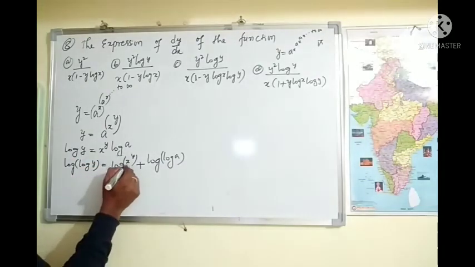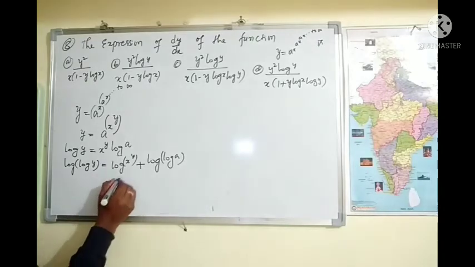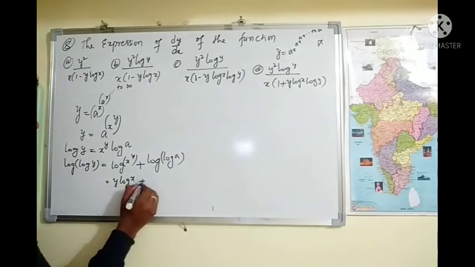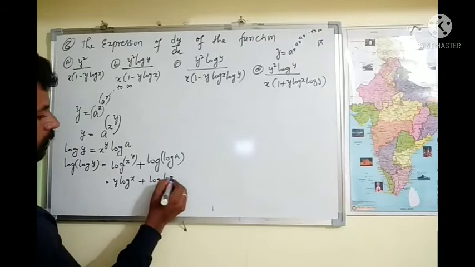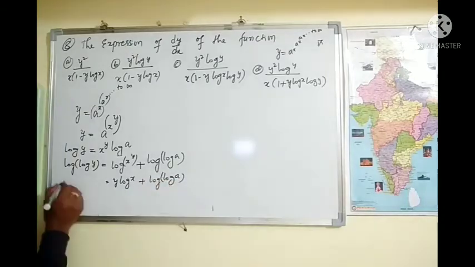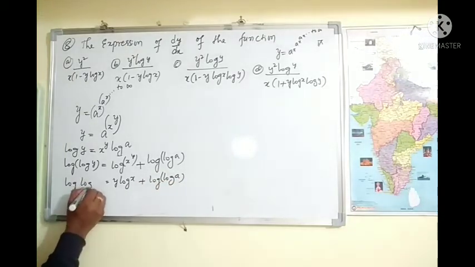Next, here we have x to the power y. This result can be written as y into log x plus log of log a. Get cancelled. Here the same term, log of log y.